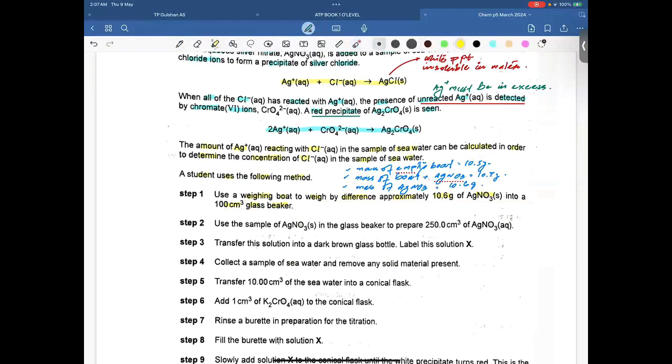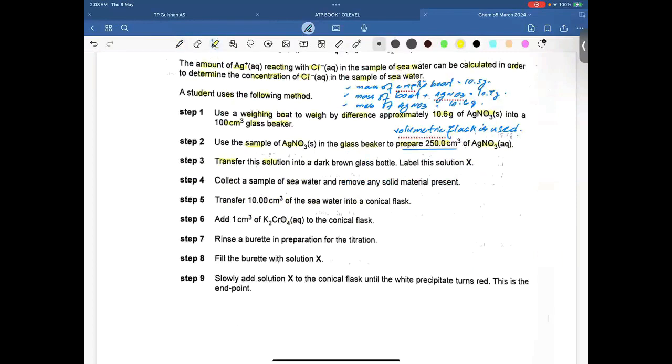Now the next step is use the sample of silver nitrate solid in the glass beaker to prepare 250 cm cube of silver nitrate solution. In order to prepare this solution, obviously I will use a volumetric flask for that. Transfer this solution into a dark brown glass bottle. Label this solution X. Now the main question is, why are we using a dark brown glass bottle?